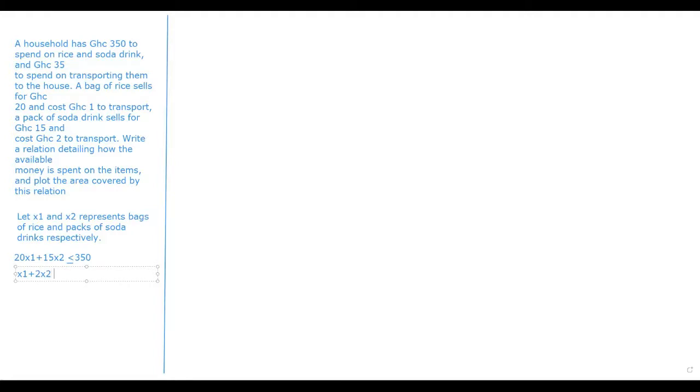So they gave us 35 cedis to spend on the transportation alone. You cannot spend more than what you have. If you have 10 cedis, you cannot spend more than 10 cedis. You use exactly 10 cedis or less than 10 cedis. So it is less than or equal to 35 Ghana cedis. The one has to do with the amount to spend, the 2 has to do with the transportation. So we formulated our expression.